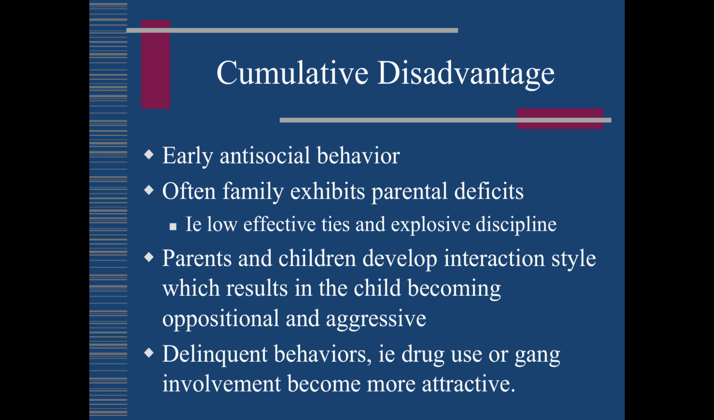For example, some of the research indicates that individuals who begin antisocial behaviors early have individual deficits, such as negative temperament qualities, that often contribute and are adversely affected by parental deficits, such as explosive physical disciplinary styles or low affective ties. This theory contends that over time, parents and children develop an interactional style that results in children who express persistent patterns of oppositional and aggressive behaviors. These types of disorders in a child's life make delinquent behavior, drug use, and gang involvement more attractive.